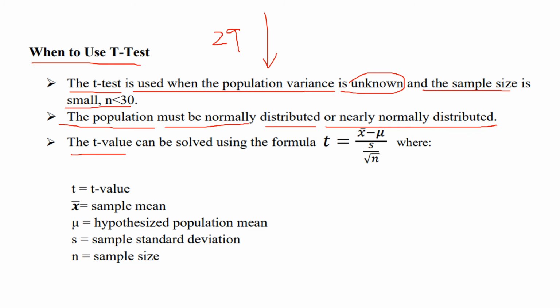So the t value can be solved using the formula t. Your x bar is your sample mean, minus your mu is your hypothesized population mean, then your S is your sample standard deviation, and n is your sample size. Here in your Z-test, we simply use your sample standard deviation S if the population standard deviation sigma is unknown. So we simply replace this sigma with the value of S if the sigma or the population standard deviation is unknown.